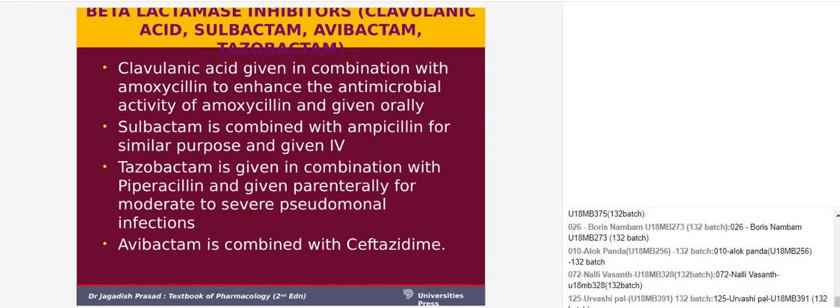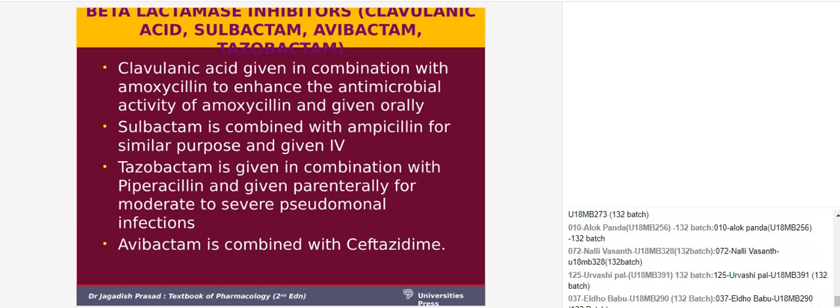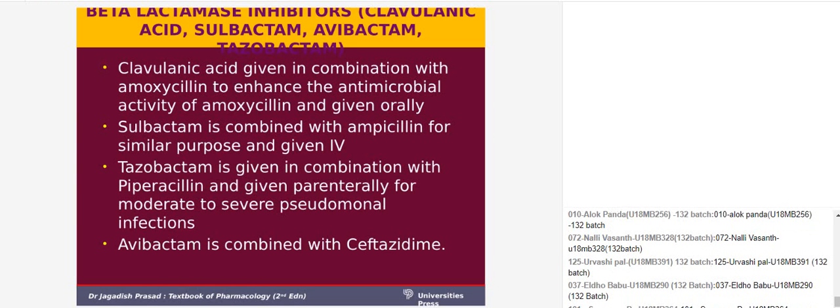And the beta-lactamase inhibitors like clavulanic acid, sulbactam, avibactam, tazobactam. So clavulanic acid is given in combination with amoxicillin to enhance the antimicrobial activity of amoxicillin and given orally. Sulbactam is combined with ampicillin for a similar purpose and given IV. Tazobactam is given in combination with piperacillin and is given parenterally for moderate to severe pseudomonal infection. Avibactam is combined with ceftazidime.